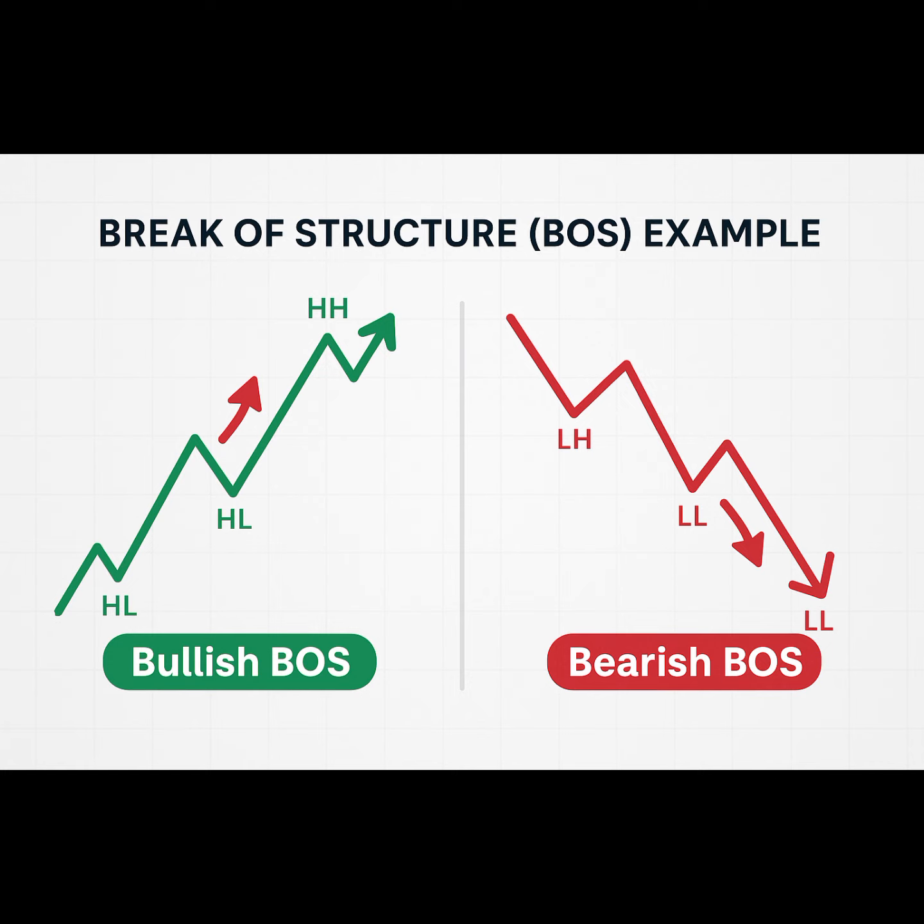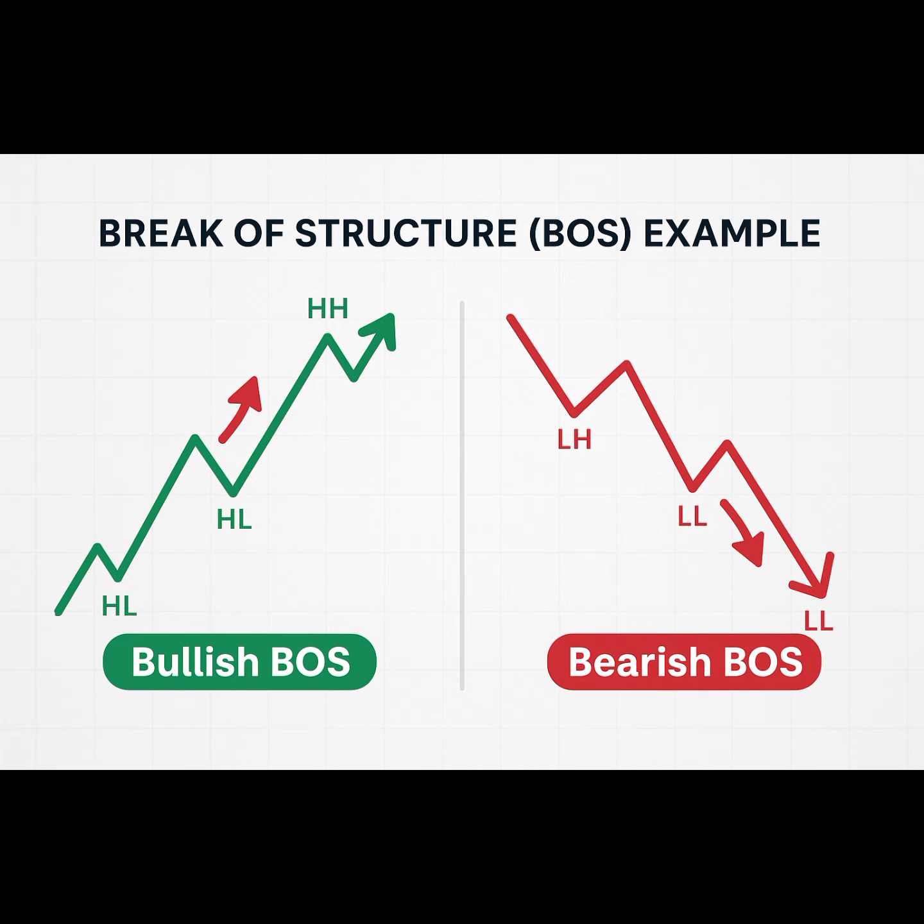Let's define the first key concept: break of structure, also known as BOS. A break of structure happens when the market continues in the direction of the existing trend. In an uptrend, price creates a higher high, pulls back to a higher low, then breaks above the previous higher high. That new break confirms the trend is continuing. That's your bullish break of structure.